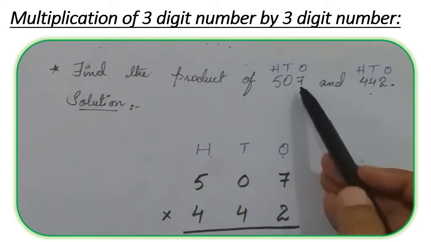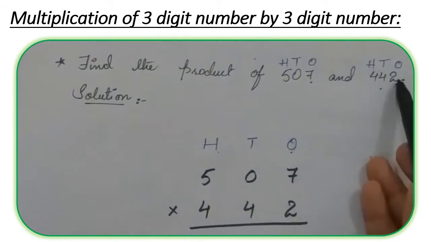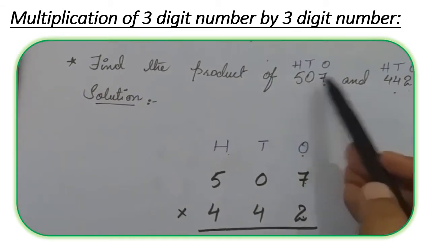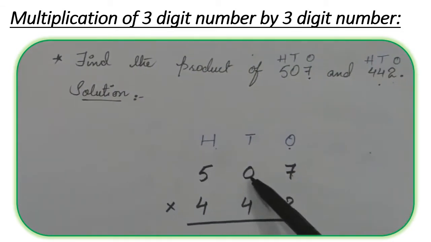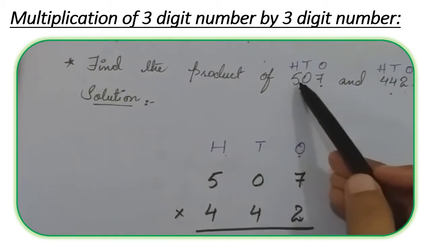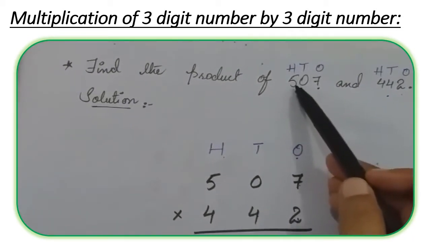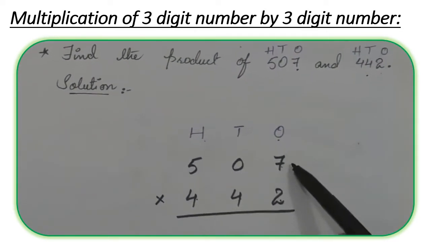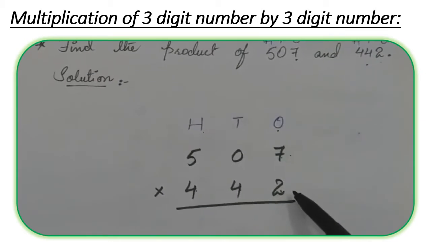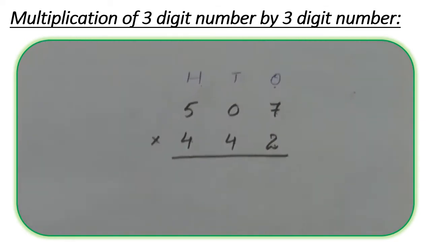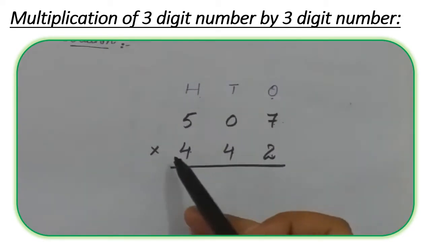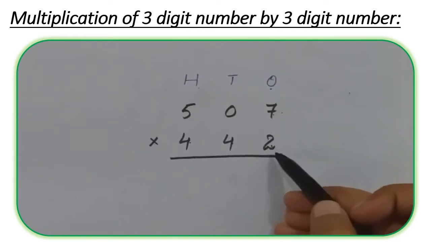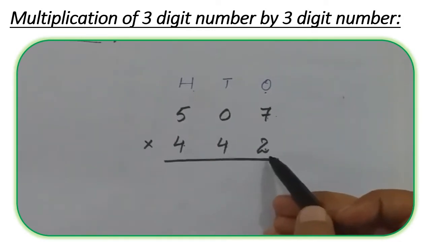The ones digits 7 and 2 will be placed in the ones column. The tens digits 0 and 4 will be placed in the tens column, and the digits which are in the place of hundreds, like 5 and 4, will be placed in the hundreds column. The first number will be the multiplicand and the second number will be the multiplier. After this work you will start the multiplication. In this example we will solve this question in 4 steps.